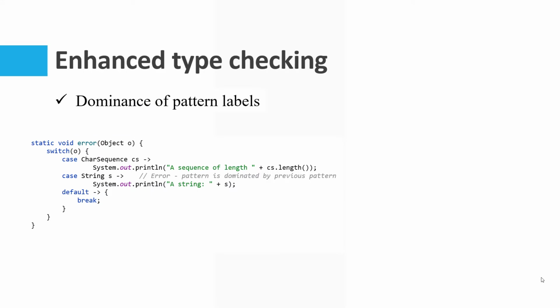The notion of dominance is analogous to the condition on the catch clauses of a try statement, where it is an error if a catch clause that catches an exception class E is preceded by a catch clause that can catch E or a superclass of E. Logically, the preceding catch clause dominates the subsequent catch clause. It is also a compile time error if a switch block has more than one match-all switch label. The two match-all labels are default and total type patterns.